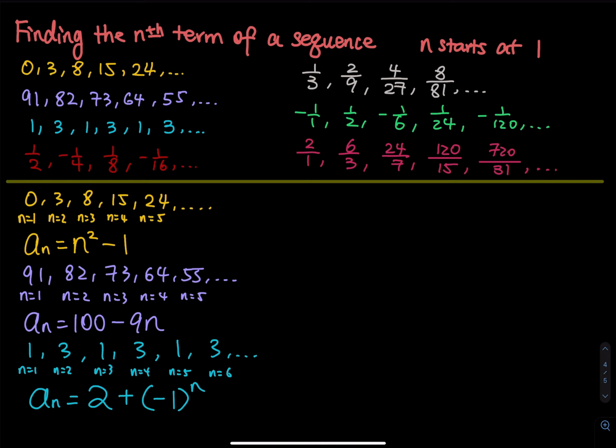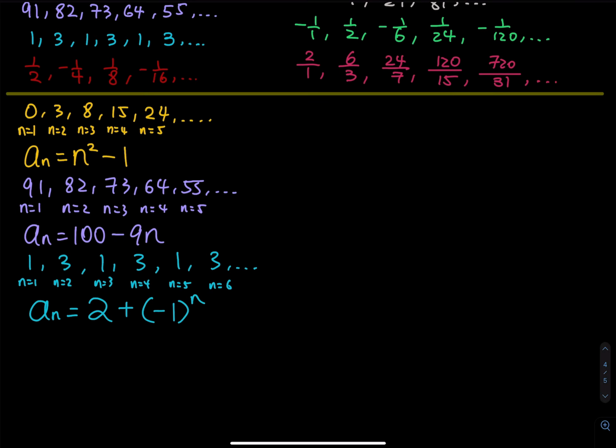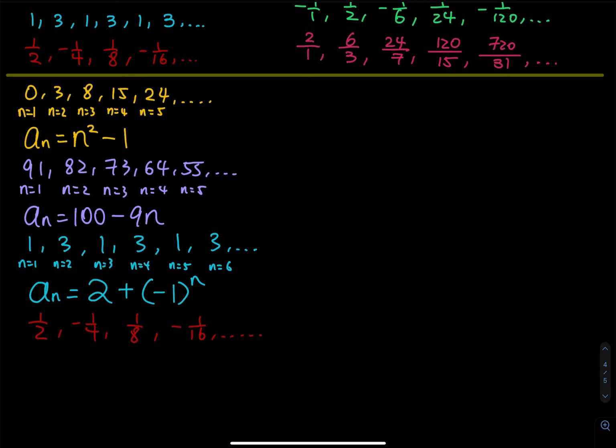All right, how about fractions? 1/2, negative 1/4, positive 1/8, negative 1/16. So the minus sign alternates. How do we do that? When the sign alternates like that, with n equals 1, 2, 3, and then 4, think about negative 1 raised to some power. Let's start with n. Does that work?